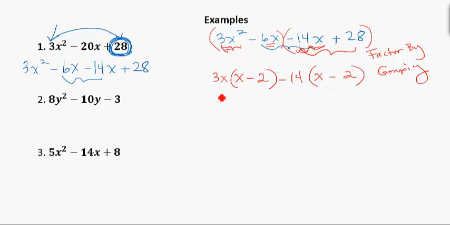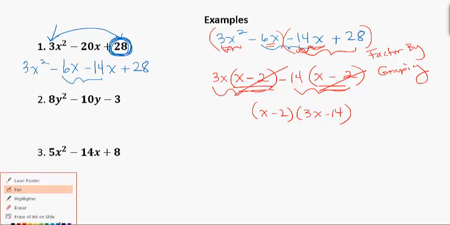And when you factor by grouping, hopefully you end up with two terms that have a common binomial factor. So I can factor out my x minus 2, and when I factor this out, I'm left with 3x minus 14.